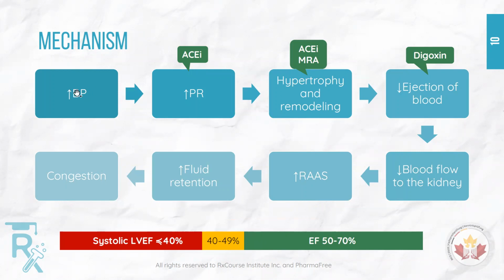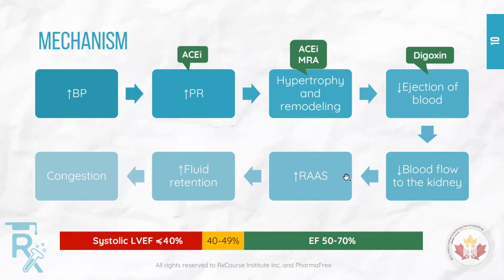So when the blood pressure is high, the peripheral resistance is high, and because the resistance of the blood vessels is high, the ventricles start to develop hypertrophy and remodeling to be able to overcome this resistance, to be able to pump the blood out of the heart. And this kind of high resistance will lead to less ejection of blood, and because the amount of blood coming outside the heart is low, the amount of blood reaching the kidney will be low.